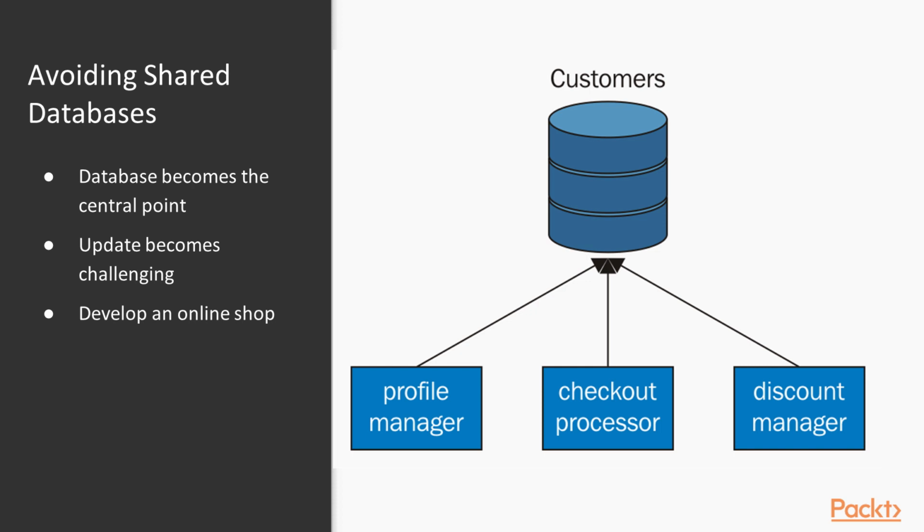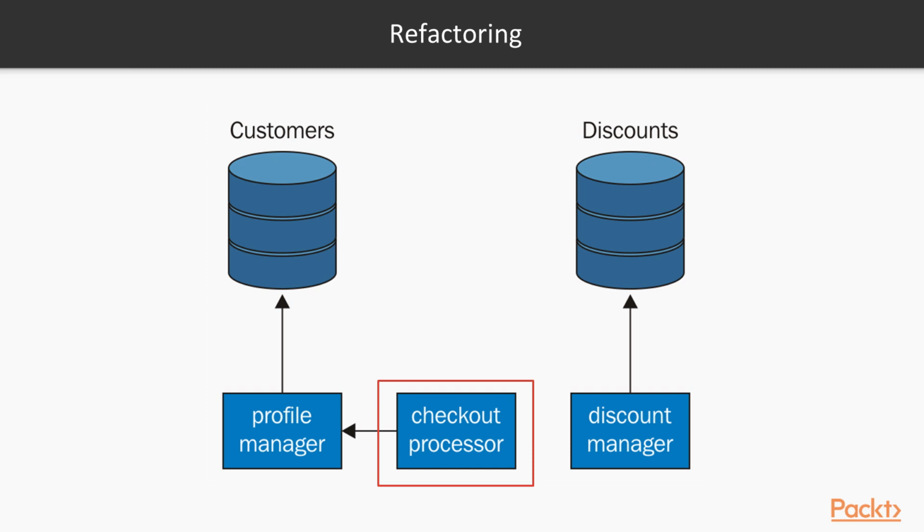There are 3 services that are interested in the customer's data: Profile Manager, which enables editing users' data; Checkout Processor, which processes the checkout and reads username and email; and Discount Manager, which analyzes the customer's orders and sets the suitable discount. They are dependent on the same database schema. Each service should have its own database, and the services should communicate via their APIs.